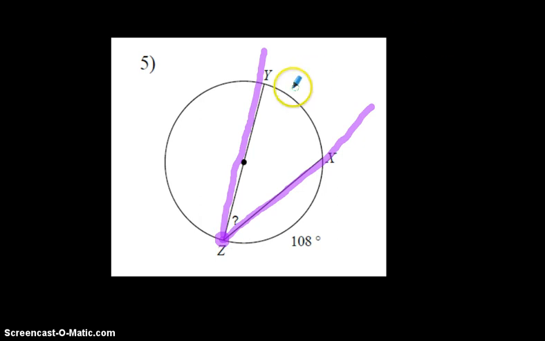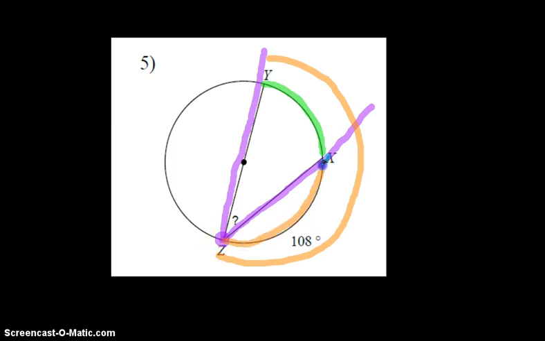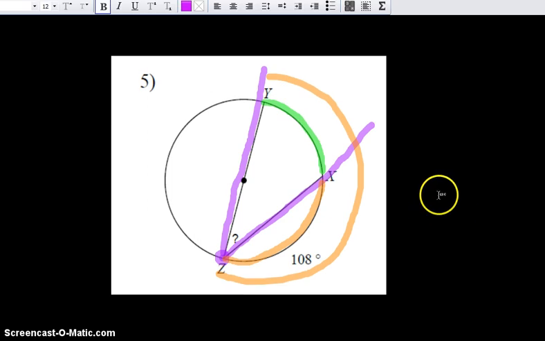So inscribed angles always have a measure of half the intercepted arc. Well, we don't know the intercepted arc or the inscribed angle, but remember, we do know that this is a diameter, and that means that everything on one side of the circle has to add up to 180. And we already know that this portion is 108. So if I subtract 108 from 180, I get 72 degrees.